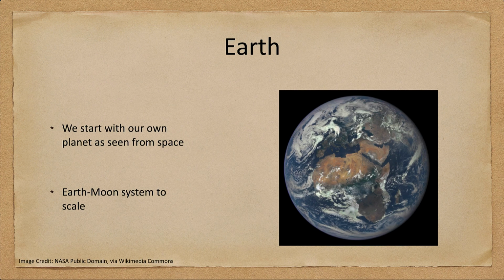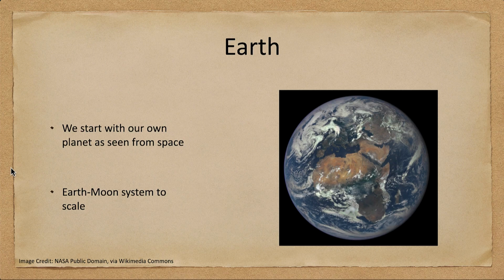And here is our Earth as seen from space. We can see the continents of Africa and Europe and part of Asia here as we examine our Earth, and Earth being known as the only planet in our solar system that currently has liquid water on its surface.